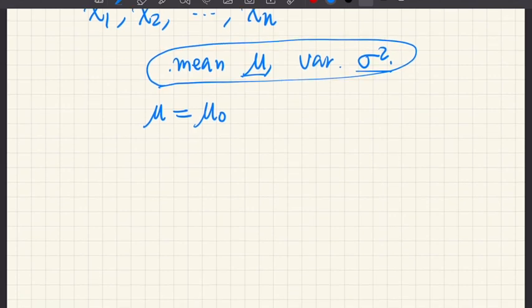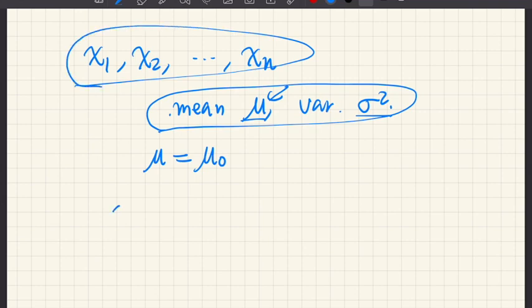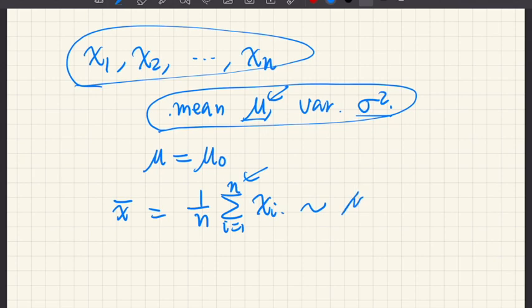To test that, of course, this true value of mu is unknown, so we have to estimate it from the data. The data are here. So we calculate this x bar as 1 over n times the sum over all these samples. Then, when this n is large, this will follow a normal distribution with some mean and some variance. Remember what kind of distribution this was?